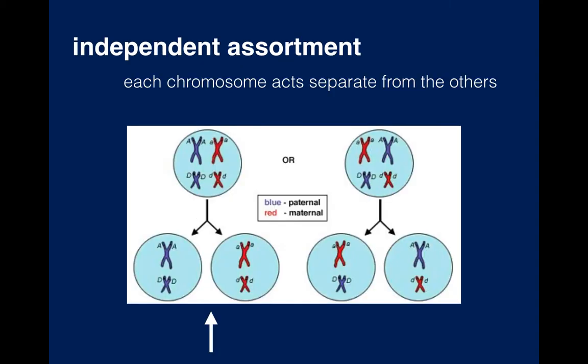Independent assortment is when each chromosome acts separate from the others. So on the left, you see a germ cell with that arrangement, and whenever those cells split, you have that combination of alleles. Or the chromosomes could have lined up differently in meiosis I and split differently, giving us totally different arrangements of gametes.